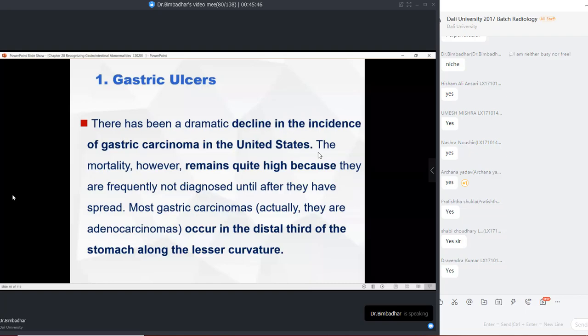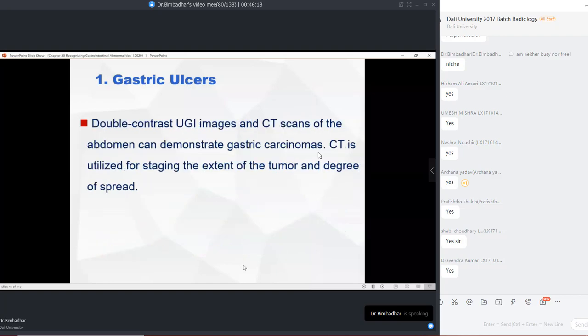This will be activated more and more in gastric ulcer patients, and they eventually end up with gastric carcinoma. That's the reason this condition is called gastric adenocarcinoma. It occurs in the distal third of the stomach along the lesser curvature. Remember, the precursor of gastric carcinoma is gastric ulcer.